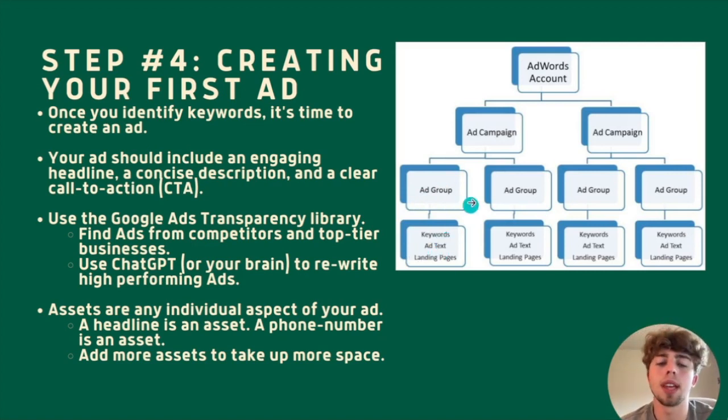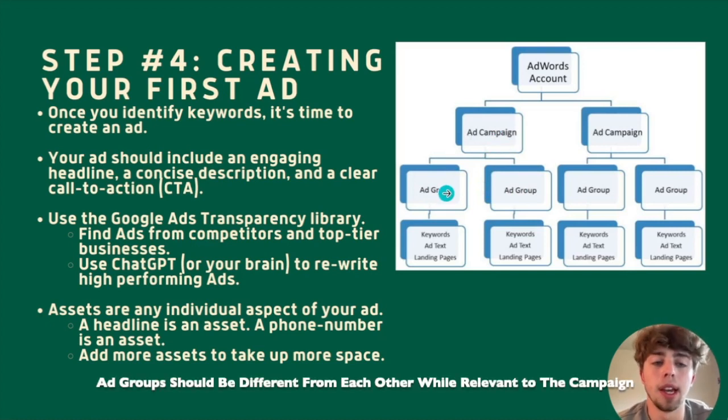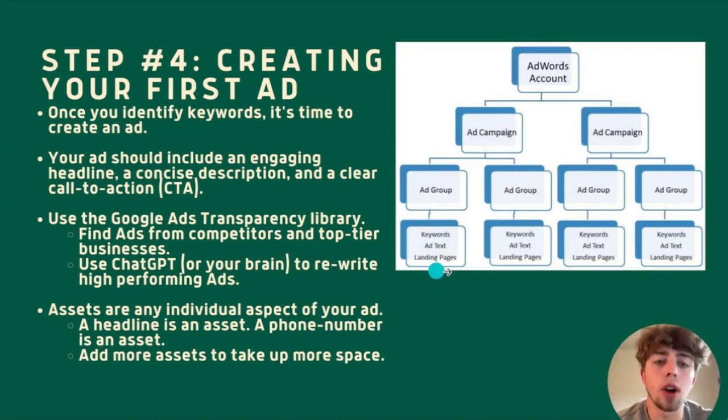So what this means is that your ad group is where you set your budget. You can decide how much you spend per ad group. But what's important to know is that each campaign should be different. Each ad group should have to do with the campaign that it's in, but they should be different as well. And then the keyword and the other assets that are a part of that ad should match the ad group that they are in.